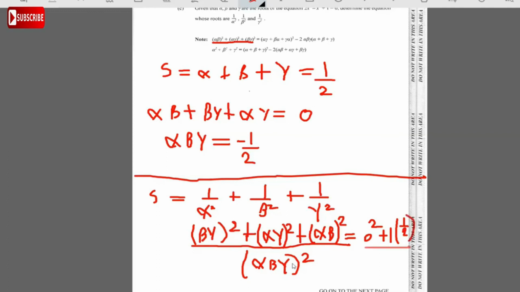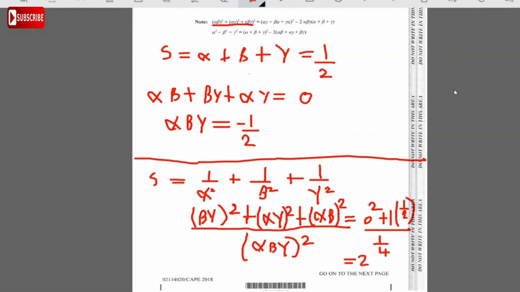Alpha plus beta plus gamma is a half, so it works out to be 1 times a half. Now this is divided by alpha beta gamma square. Alpha times beta times gamma is minus a half, so it's minus a half square, which is a quarter. You just need to work out what a half divided by a quarter is, and that is 2. So that's the sum of the new cubic equation.